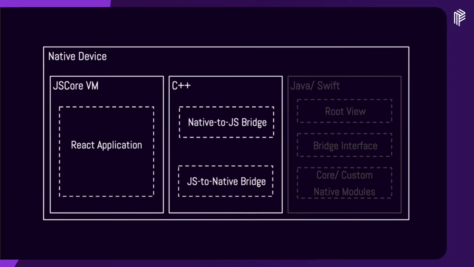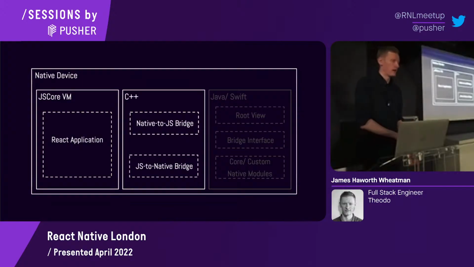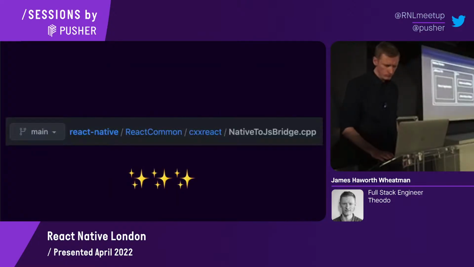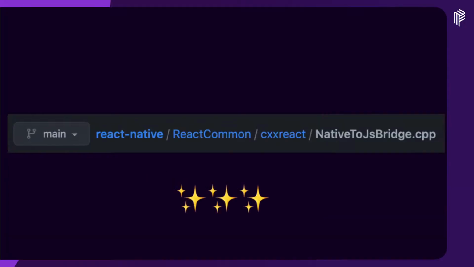It's worth noting that all of this on the left-hand side is cross-platform. Anything that involves Java or Swift, they need to write a unique implementation for iOS and Android. And currently, the renderer lives on the native side. And this is not magic. Someone wrote this code, you can go and see it and see what's actually happening.